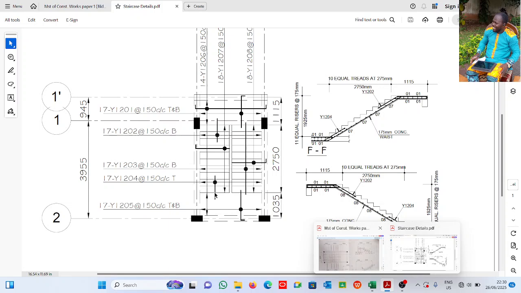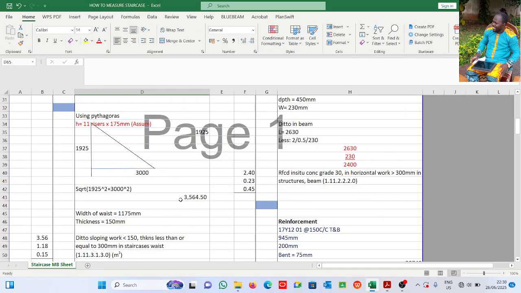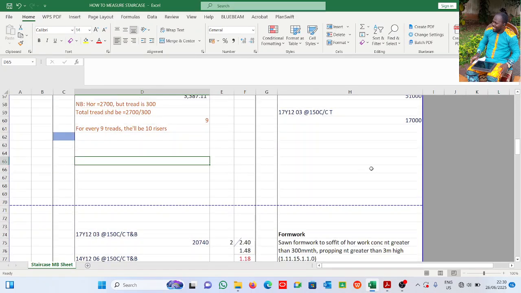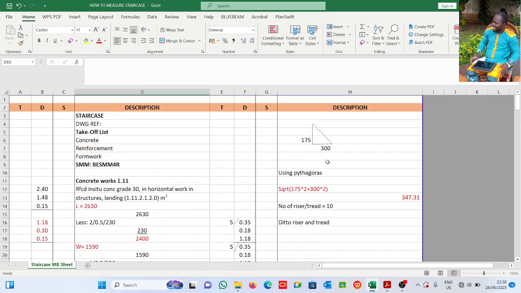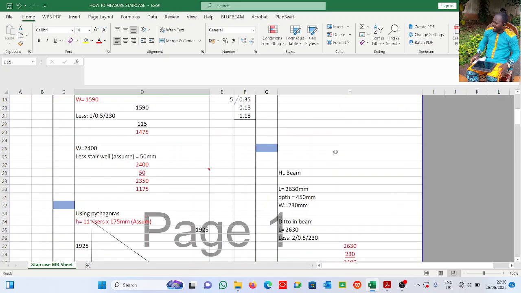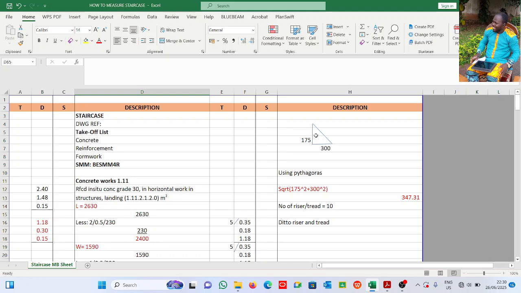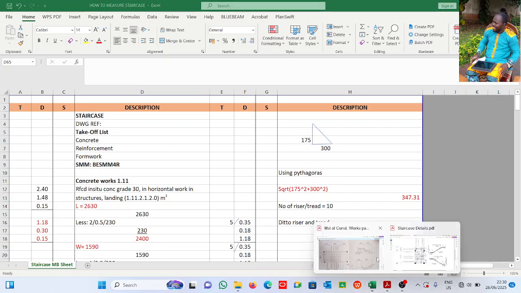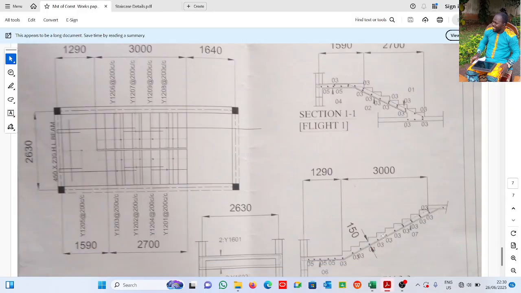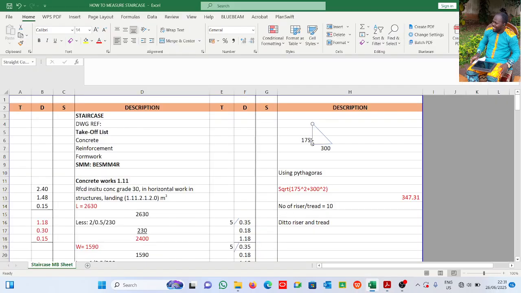The next item is the riser and the threads. Of course, this is in triangular form. I just brought out one thread and riser. See, the shape is the shape of a triangle. This is what I have here.